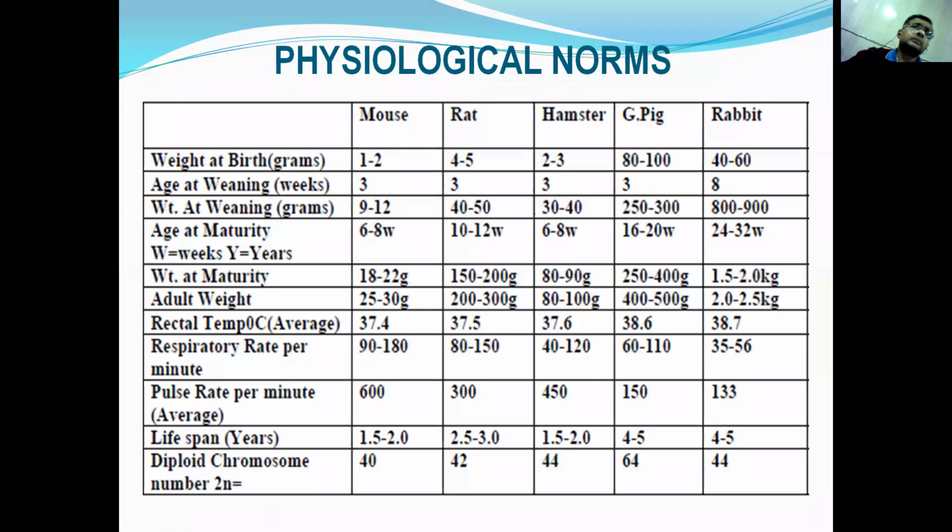This is in brief about the physiological parameters of mouse, rat, hamster, guinea pig and rabbit. Of course, none of this data will be asked in your immunology examination, but this is just to remember or to compare, and this might be important in your LPM class.